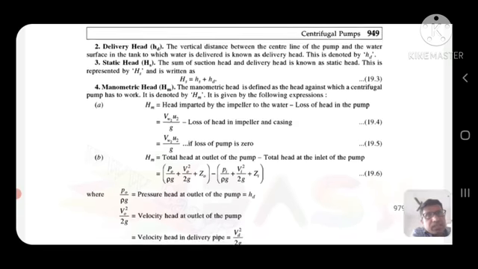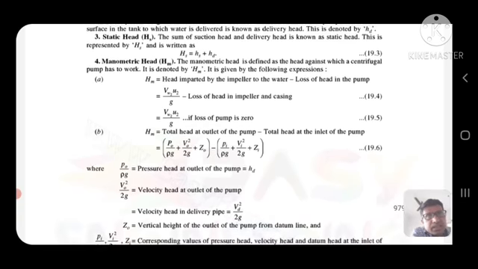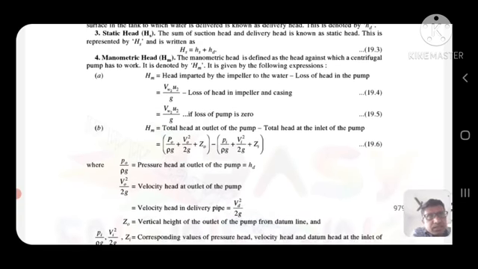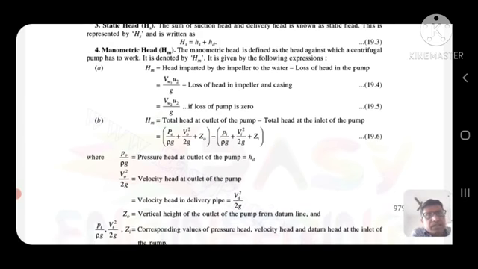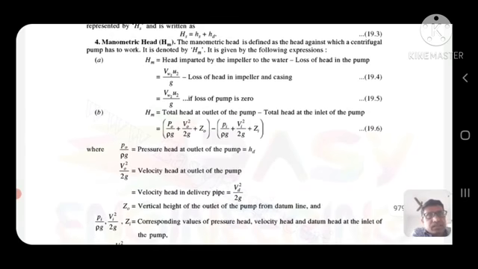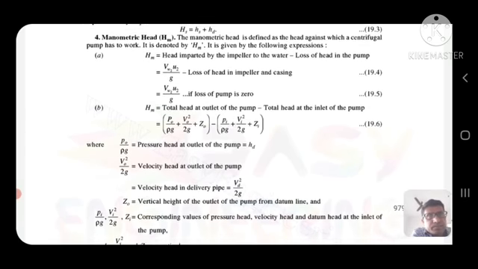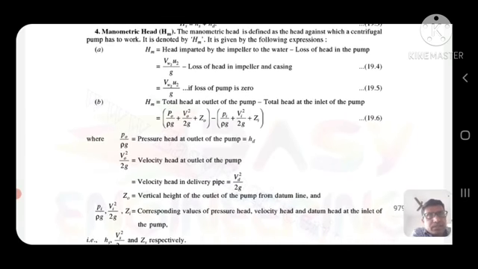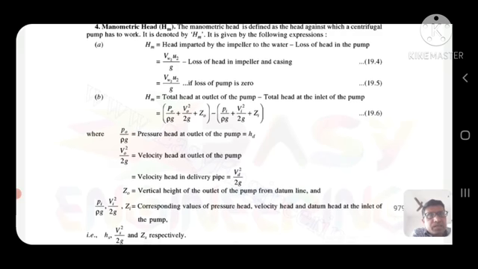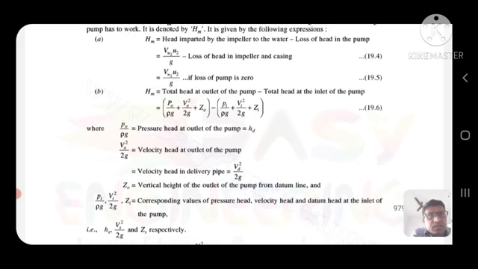This is denoted by Hd. Static head: the sum of suction head and delivery head is known as static head. This is represented by H. H is equal to Hs plus Hd. Manometric head: the manometric head is defined as the head against which a centrifugal pump has to work. It is denoted by Hm. It is given by the following expression.